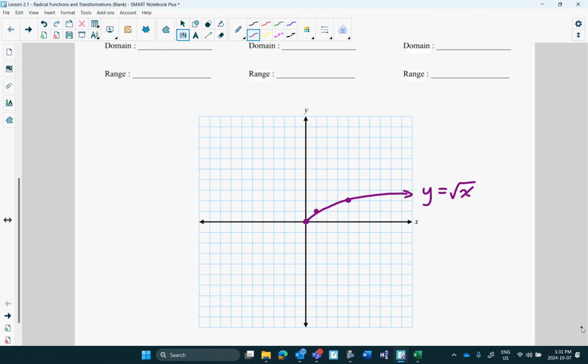What's the domain of this? 0 to infinity. What's the range? 0 to infinity. Good.